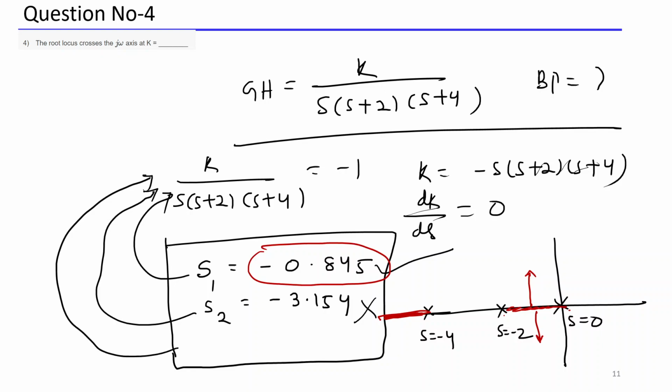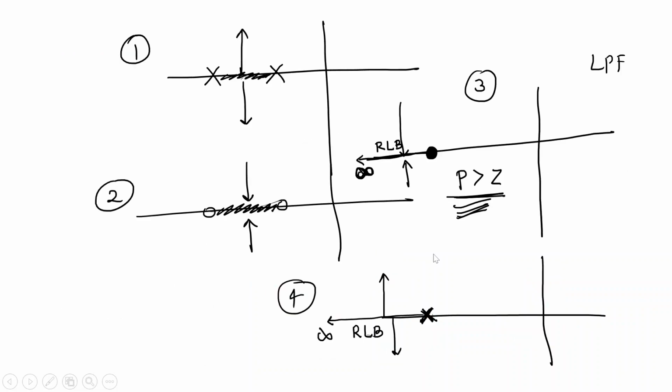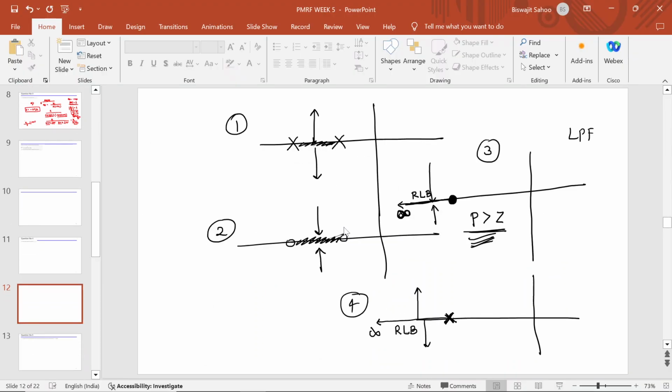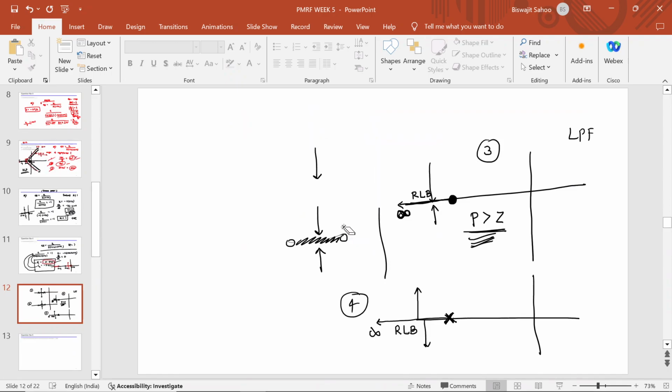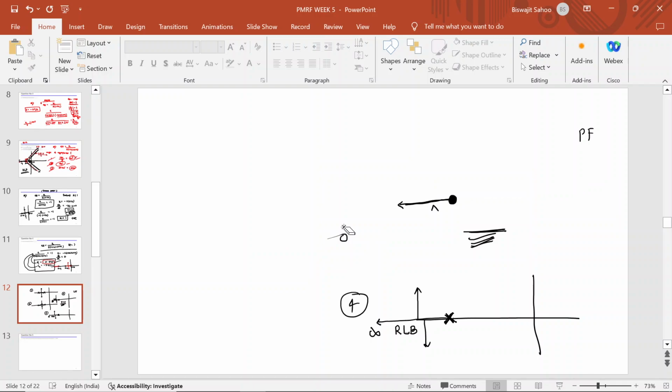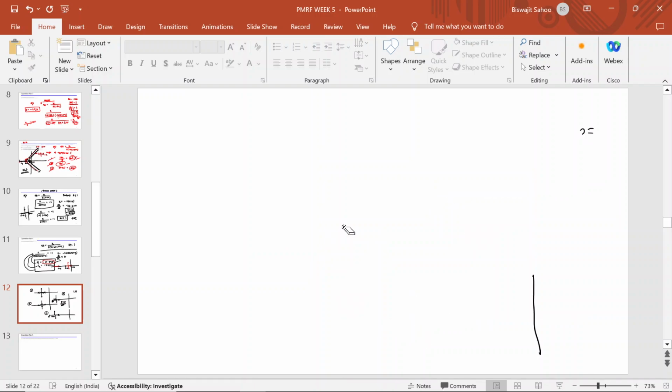So in this way, you can find out the break-in points and breakaway points. If you are clear, then I'm just giving a typical question. This is a breakaway point. Let me erase it out.